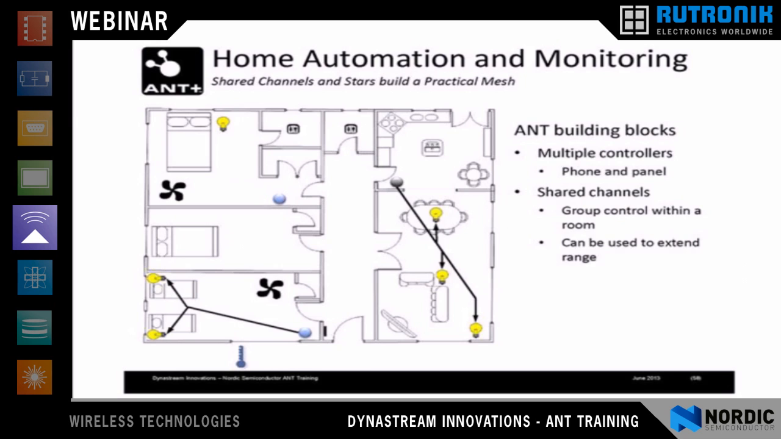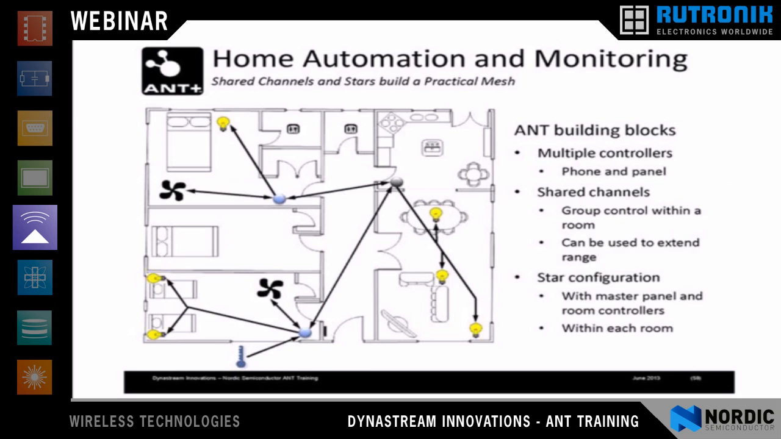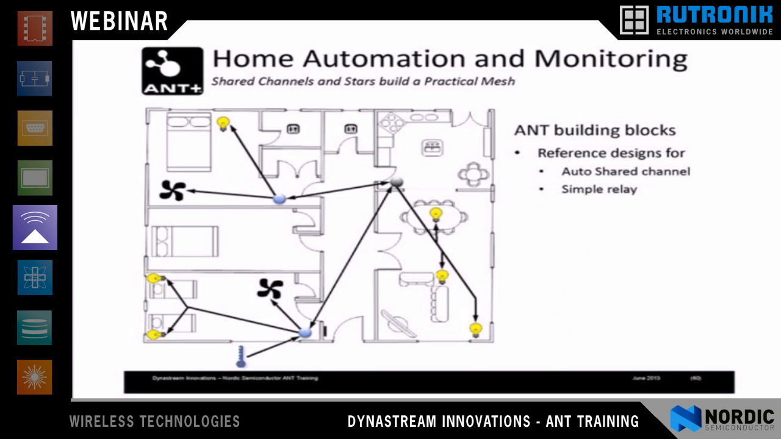So there's your typical home outlook. You've got shared channels within rooms. Those are independent of each other. If you make another star or a shared channel around the outside, you can now link them all back to one decision point. Therefore, you can create a very inexpensive deployment of home automation where all these nodes are coin cell battery-operated.